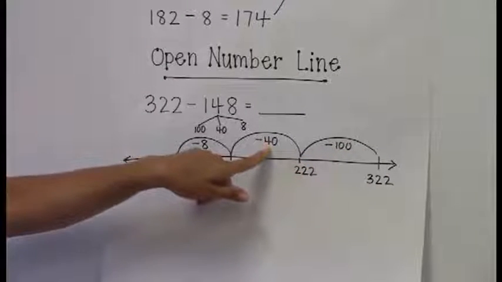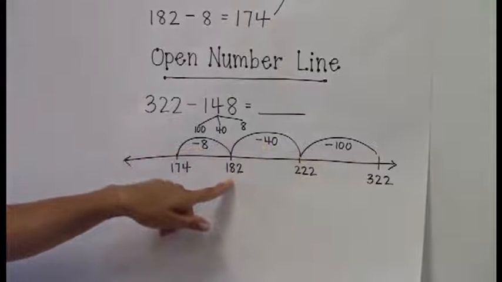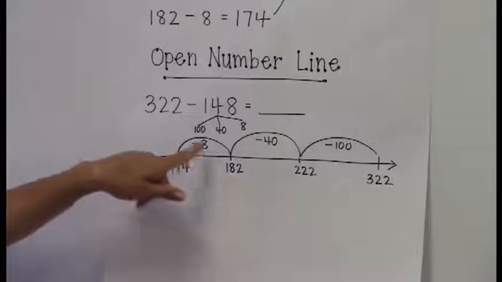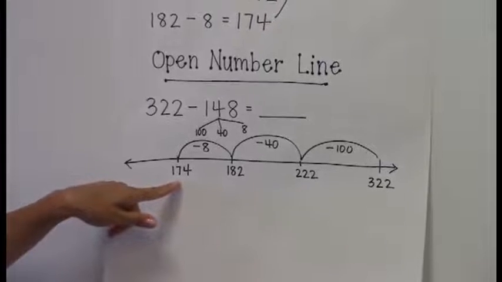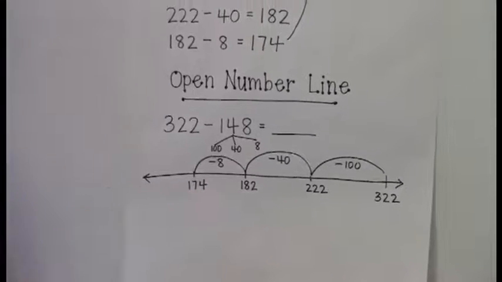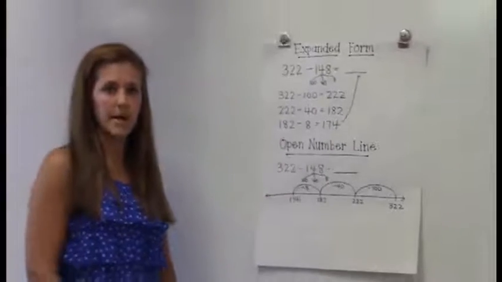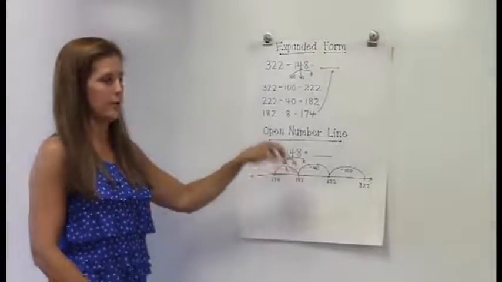Next, we subtract our tens, minus 40 to get 182. And the final step is to subtract those 8 ones, and again, we get an answer of 174. Now let's look at how third graders use the stacking method for this same equation.